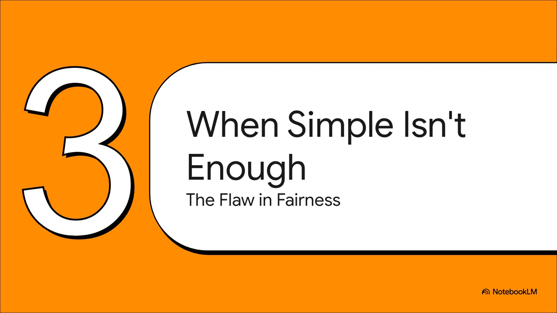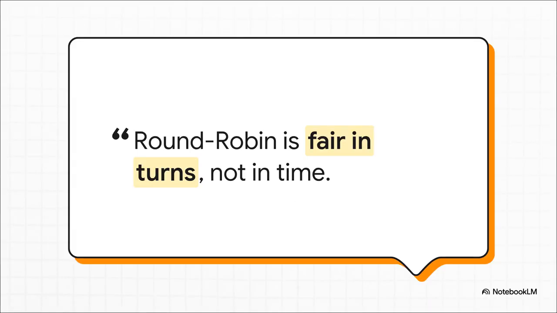But, and you knew there was a but coming, right? This idea of simple, perfect fairness, it has a hidden flaw. And it's a flaw that only shows up when things get messy, which, in the real world, they always do. So this is the absolute key insight you have to remember. Round robin makes sure that every server gets a turn, but it has no idea, zero clue, how much work is involved in that turn. It's fair in assigning the tasks, but it's completely blind to the actual effort required to get them done.